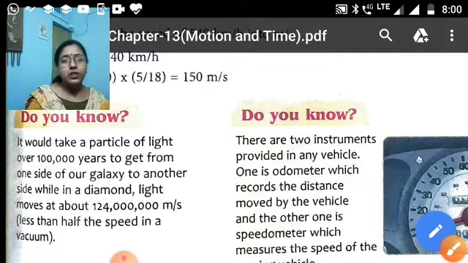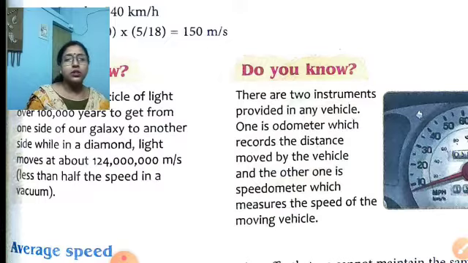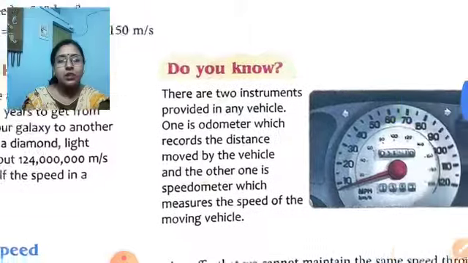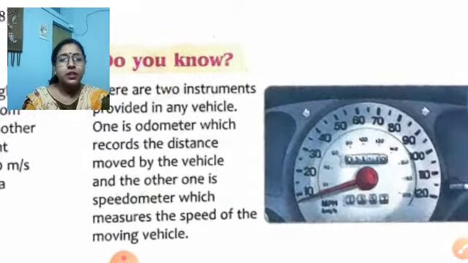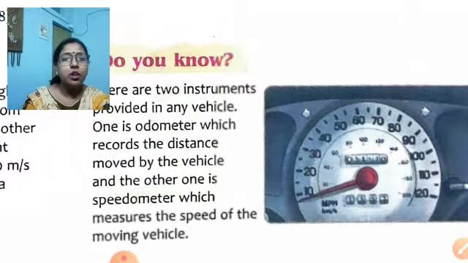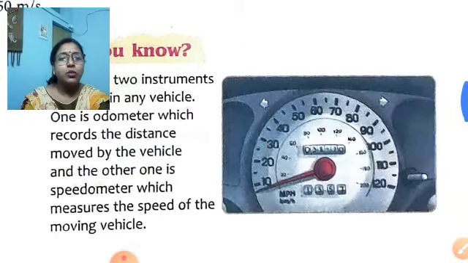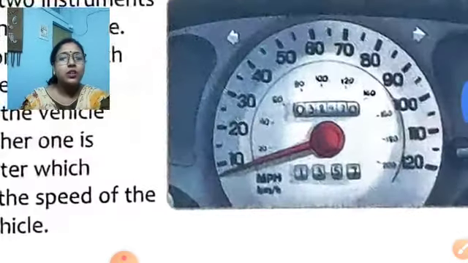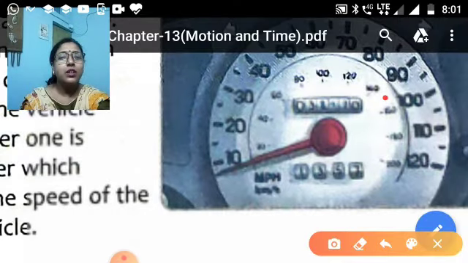Now as you know, a vehicle is provided with two instruments. One is the odometer, which records the distance. Have you seen the odometer and the speedometer that are found in your bike or scooty and in the car also? See here, this is the odometer. Odometer is in the center. So we record the distance. Where is the odometer? Odometer is here.